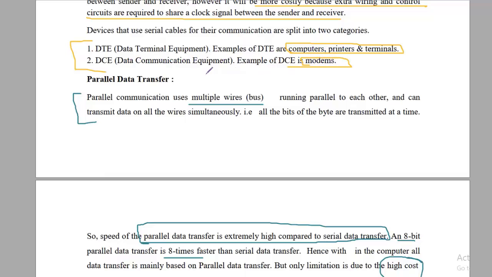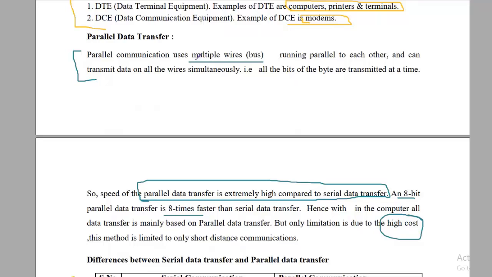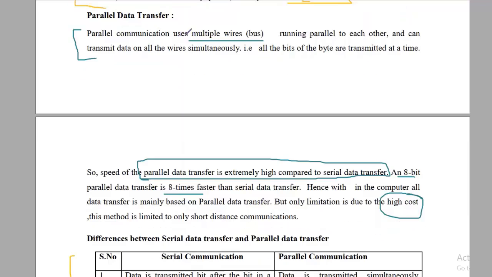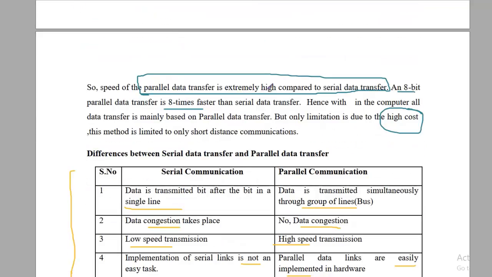It is the modem. So we will be talking about parallel data transfer. Parallel communication uses multiple wires for data transfer. Parallel data transfer is extremely fast compared to serial data transfer. In this case we are having 8 bits to transfer the data, so it is 8 times faster than the serial data.